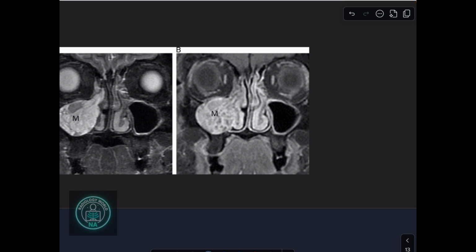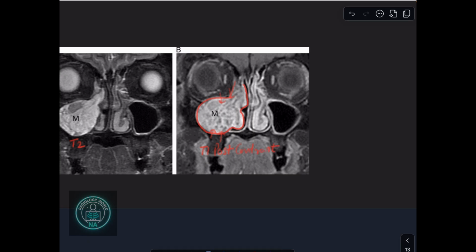Now let's move towards our next spotter image. So this is again a very classical spotter image. You can see that there is a mass like this, but very important is to see the pattern over here. You can see that it somewhat looks like the cerebral gyrations in the brain. This is a T2 weighted image, and this is a T1 post contrast image.